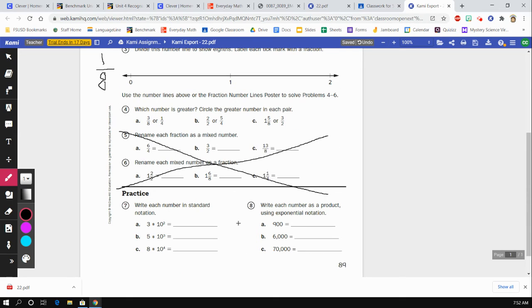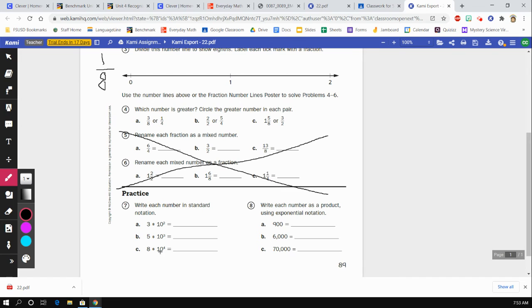And if you can, practice this. We've got write each number in standard notation. So 3 times 10 to the second. Remember, 10 to the second is 10 times 10, which is 100. So it's 3 times 100. This one, 10 to the third, that's 10 times 10 times 10. So that's 1 with 3 zeros, 1,000. So what's 5 times 1,000?